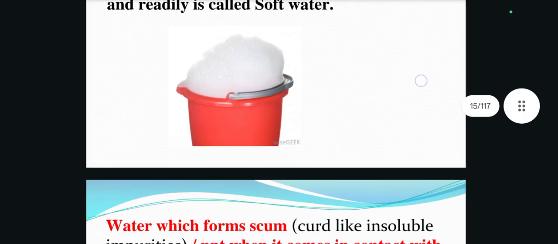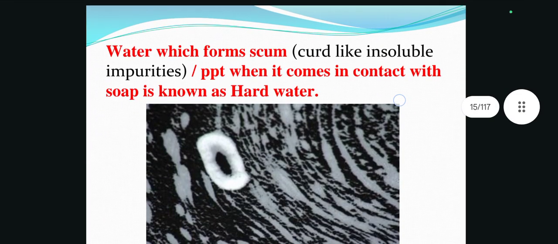Now, what about hard water? The water which produces curd-like insoluble material, or you can say scum. Insoluble material is in the form of what? Precipitate. Without producing foam, it produces scum-like material, or you can say PPT, right? Then that water is hard water.